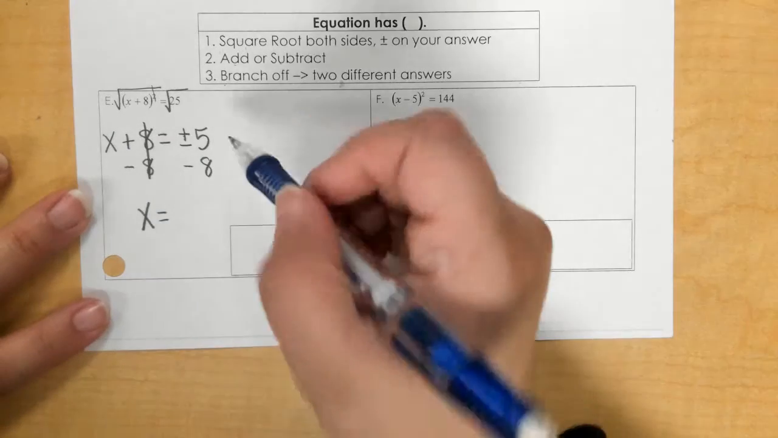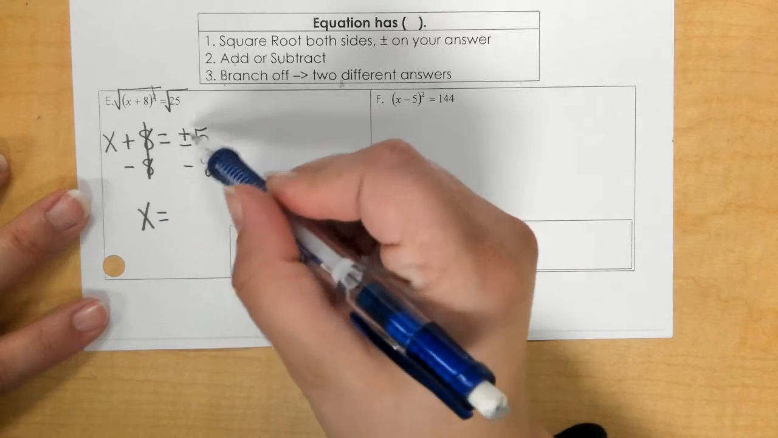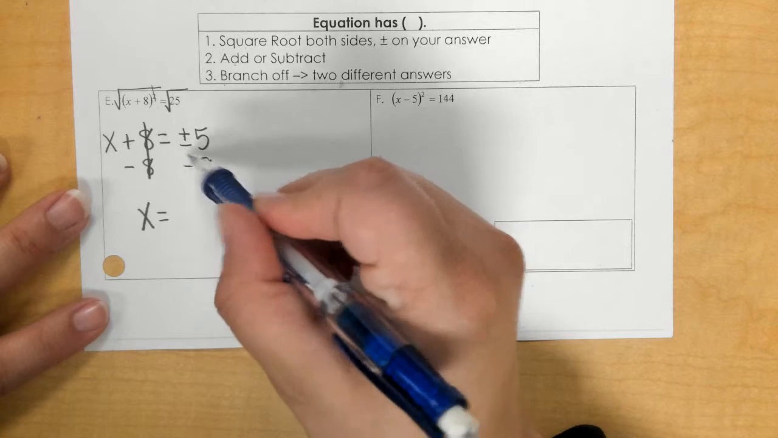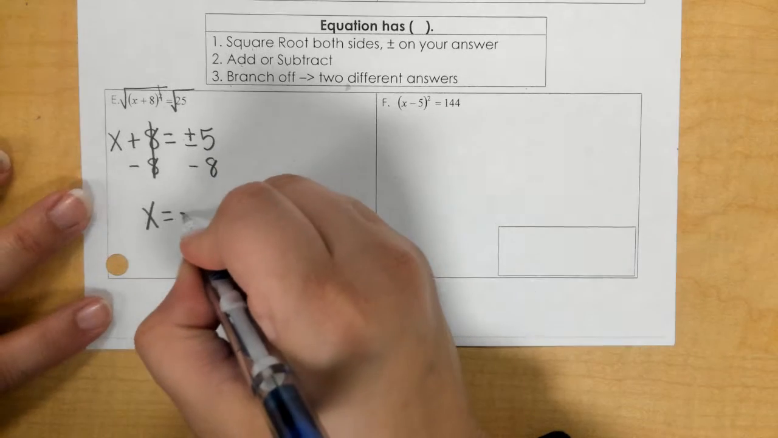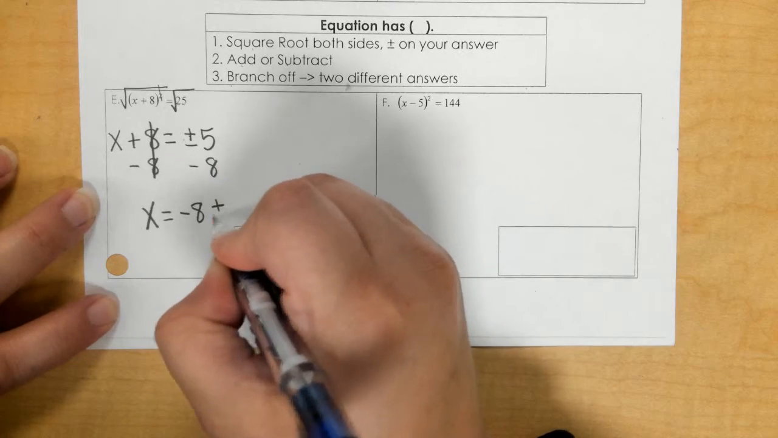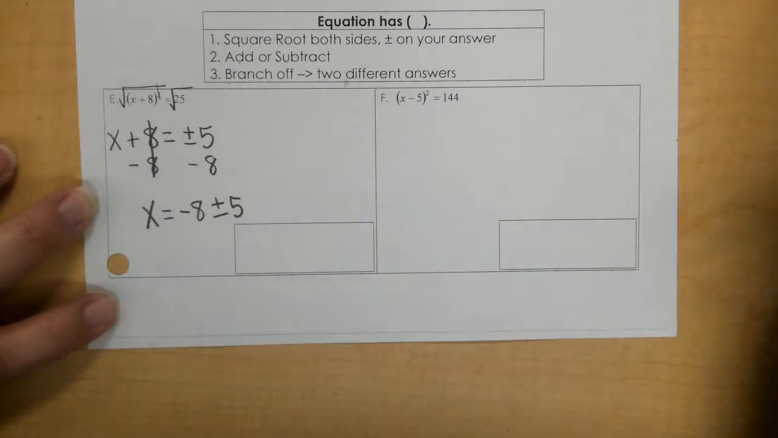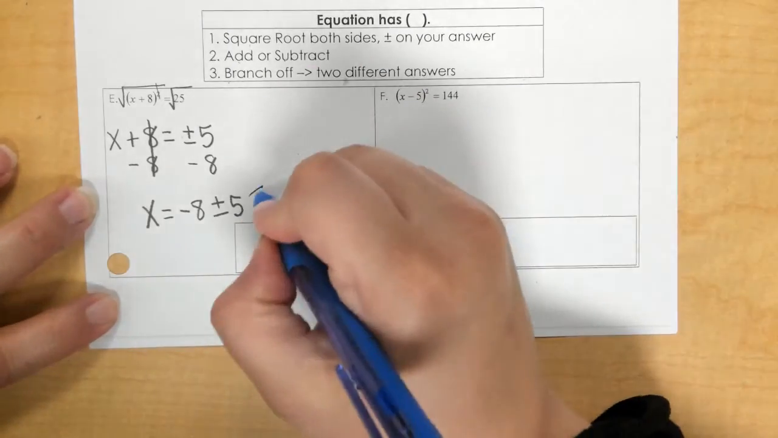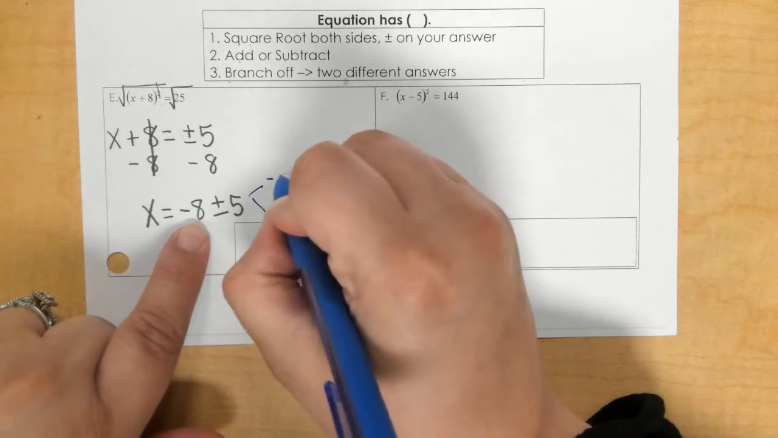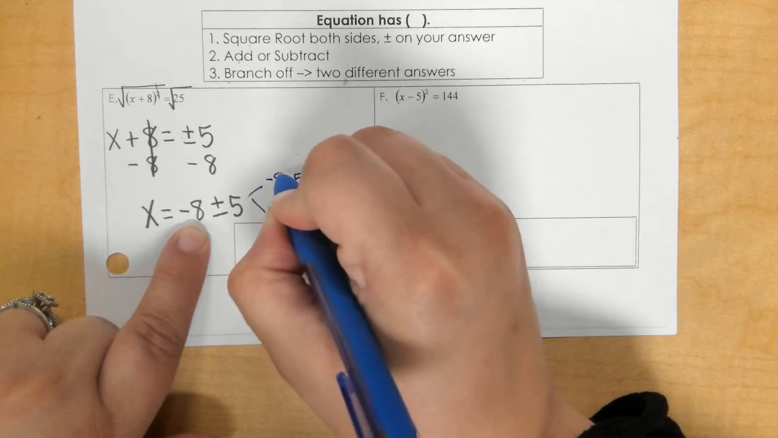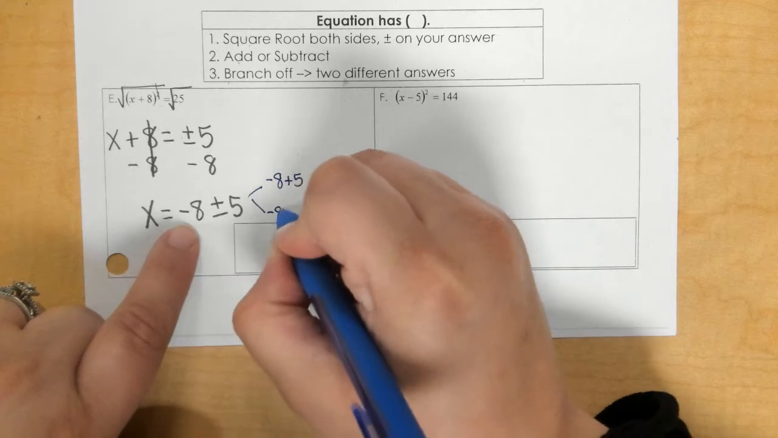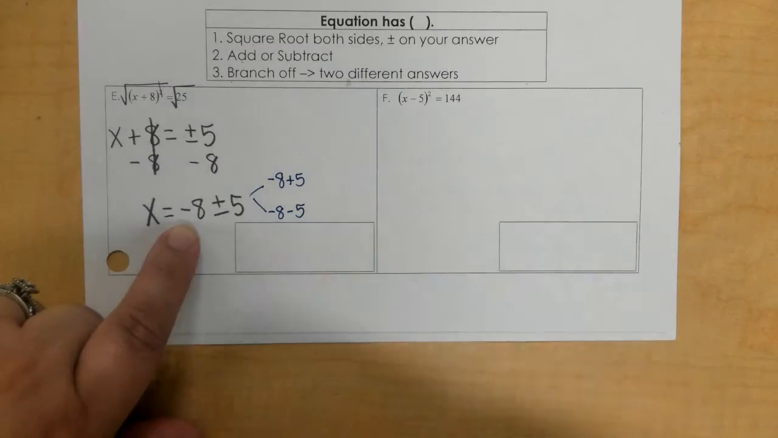Now, what I do is I just take this and I rewrite it, making that negative 8 go first. So negative 8 plus or minus 5. I branch off. So I say negative 8 plus 5 and negative 8 minus 5.